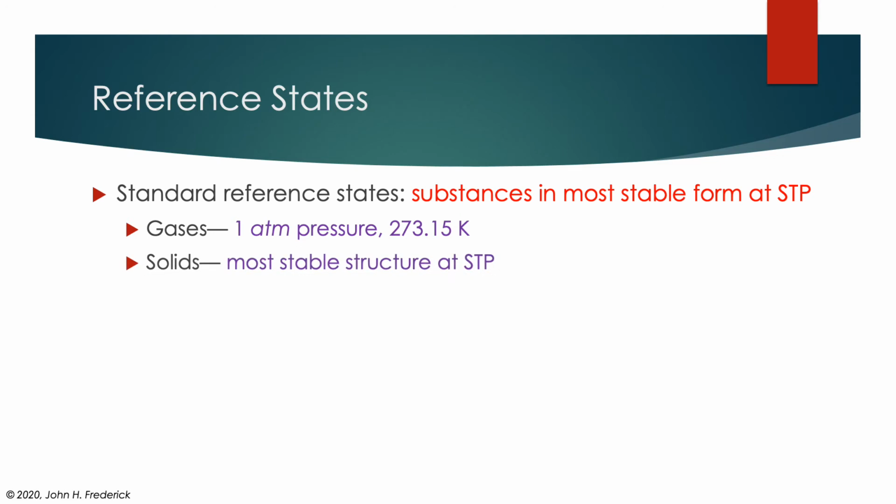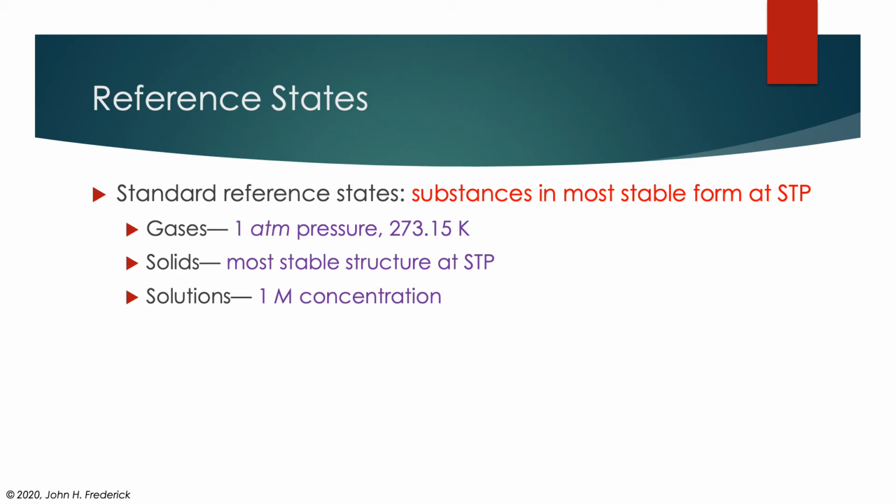For solids, it's the most stable structure at standard temperature and pressure. So for example, for carbon, the most stable structure is actually graphite, not diamond. And believe it or not, if you had a piece of diamond and you waited around for millions of years, it would spontaneously, ultimately, convert itself to graphite. But I would say don't do the experiment because you'll be dead long before it happens. But solids choose the most stable form at STP. Solutions are in their form when they're at 1 molar concentration.